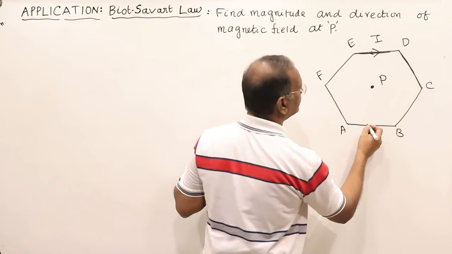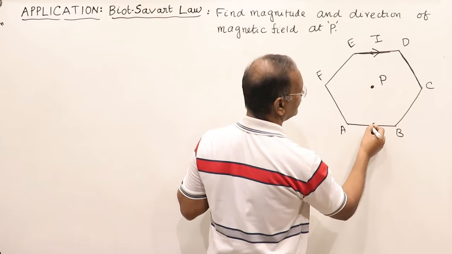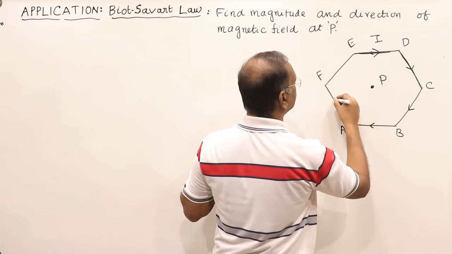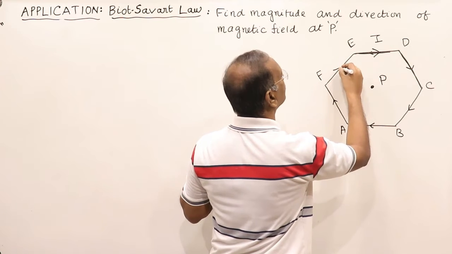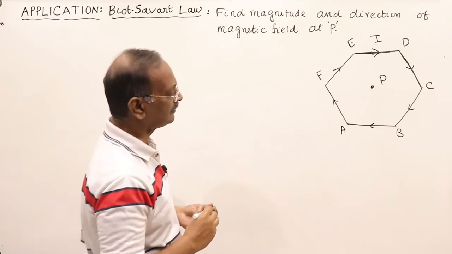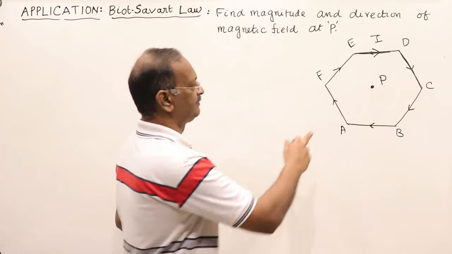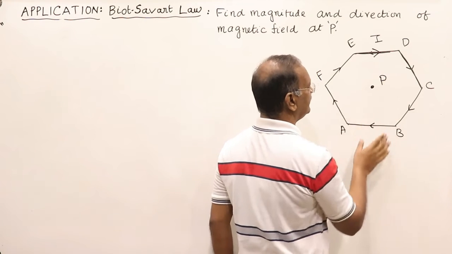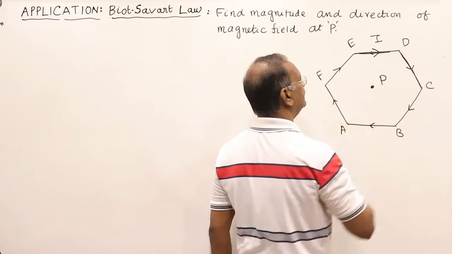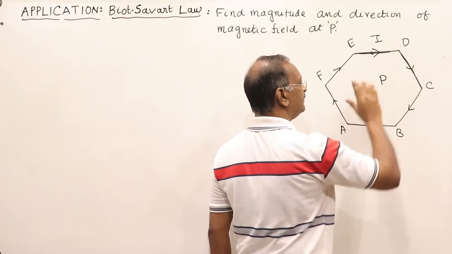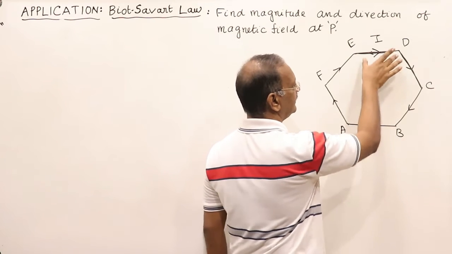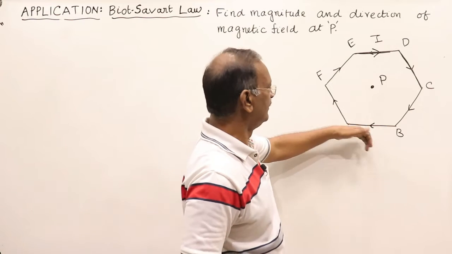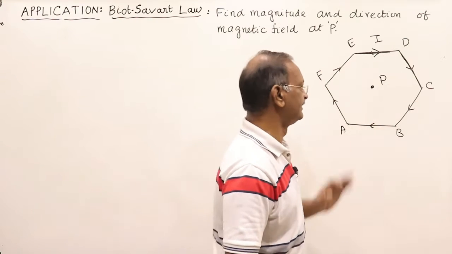At this point the current is flowing this way. It means the current here will flow like this, like this, like this, and like this. Okay, so this wire segment will produce a magnetic field at this point, this one will produce a magnetic field at this point, and this wire segment will produce a magnetic field at the center, this also. It means we have to take the vector sum of 1, 2, 3, 4, 5, 6.